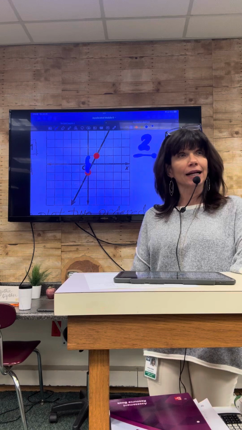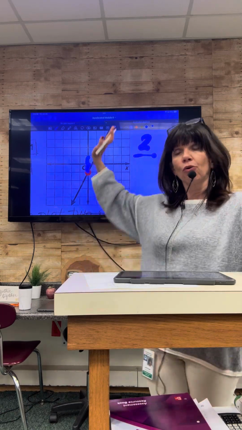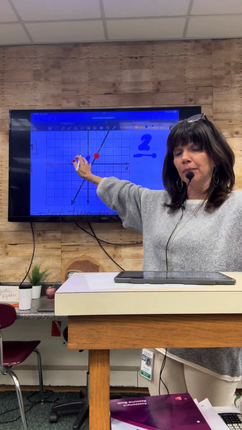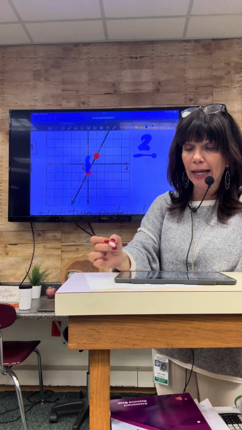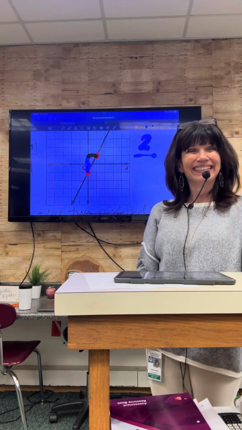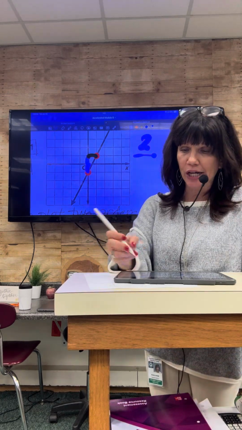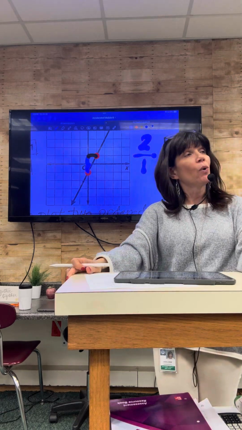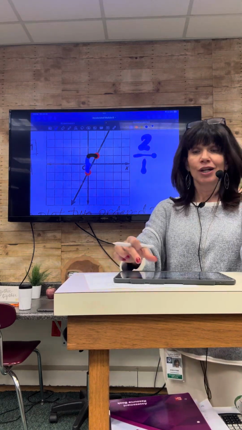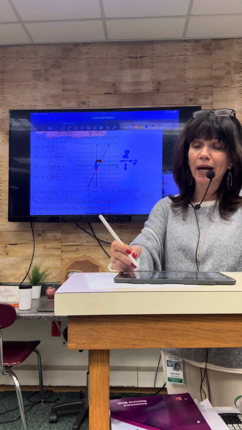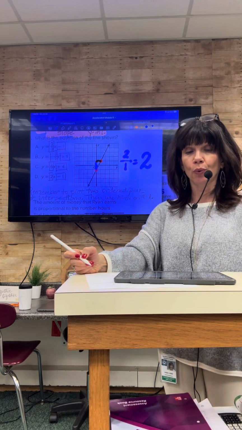Make yourself write it. I have so many kids that won't write it. I don't know why. Write 2 as your rise number. Now you're going to run. How many steps? 1. Oh, this is so difficult. I know. It's so hard. Now, what is your slope? 2. Excellent, because 2 over 1 equals 2.